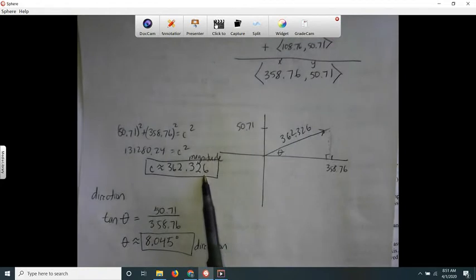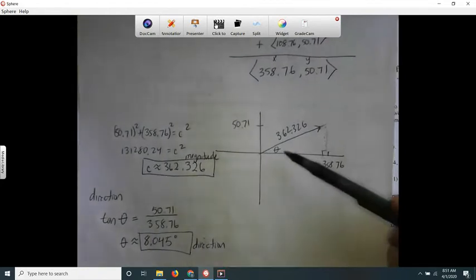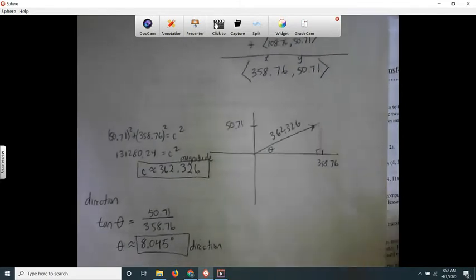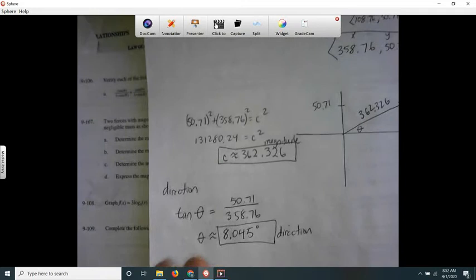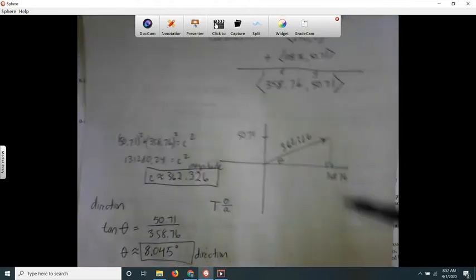That's the magnitude. So I've answered half of their question. They want the direction. They want this angle. Well, I can use inverse tangent. Because isn't tangent TOA? It's opposite over adjacent. So I have this number.